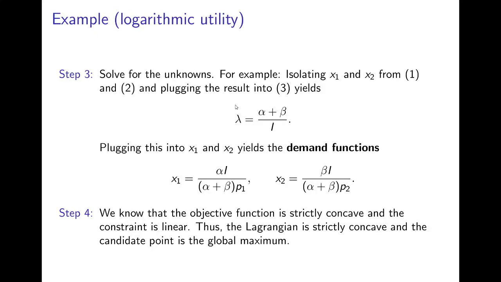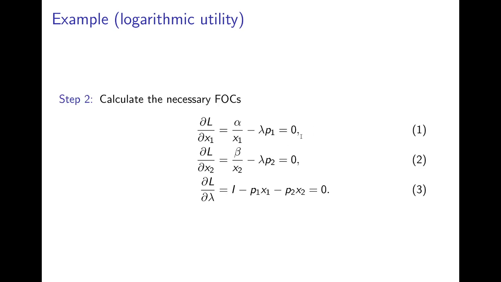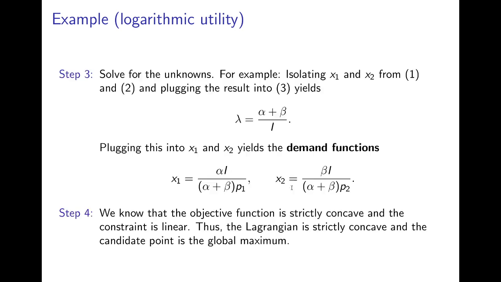There are many different ways we can do so. The one that is chosen by Dixit in his book is to isolate x1 and x2 from the first two equations. So isolate x1 from this equation and express it in terms of alpha, lambda, and p1, and isolate x2 from the second equation and express it in terms of beta, lambda, and p2, and then to plug these results into the budget constraint here and solve for the Lagrange multiplier.